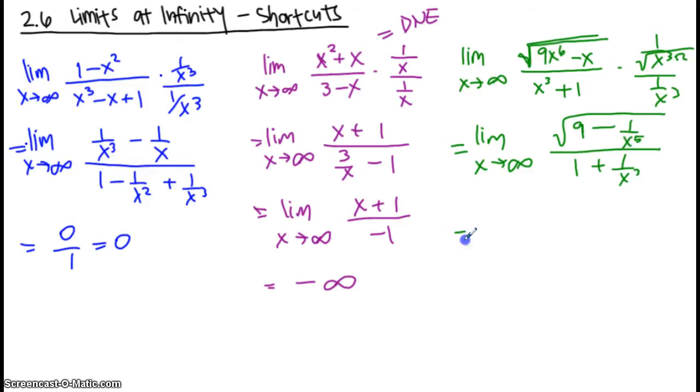Right? So in this case, what happens as x approaches infinity? This term will approach 0. This term will approach 0. I get the square root of 9 over 1, which is just 3. Okay?